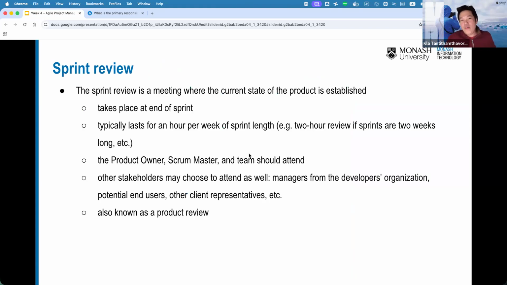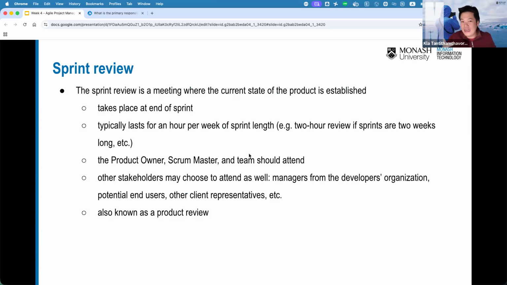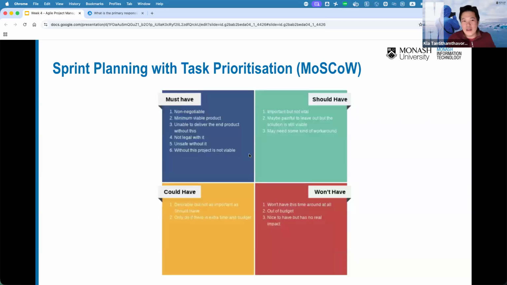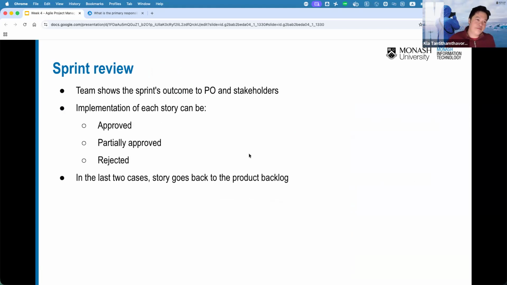So during the sprint review, or sprint planning, the task prioritization during the sprint planning, that kind of thing, you really need to apply the MoSCoW. Okay, that's really important. But sprint review means that by the end of the sprint, you finish everything, you hand over or present the work to the stakeholder or the client, and in your case, there will be your tutor. Okay. So basically, the team shows the sprint outcome to the PO, product owner, and the stakeholders.